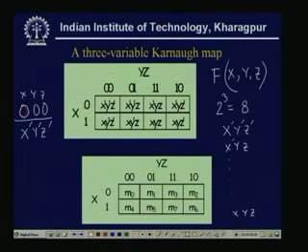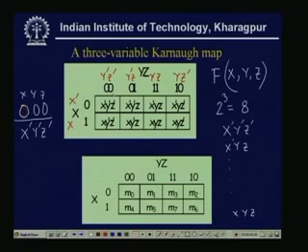So, as x is 0, this is x dash, and this is actually x. Similarly, this 0 0 means this is y dash z dash, this is y dash z, because from the sum of min term tables we know that if the value is 0, that means it is a complemented one, and if it is 1, then it means it is an uncomplemented one. So, y z, and this is y z dash.